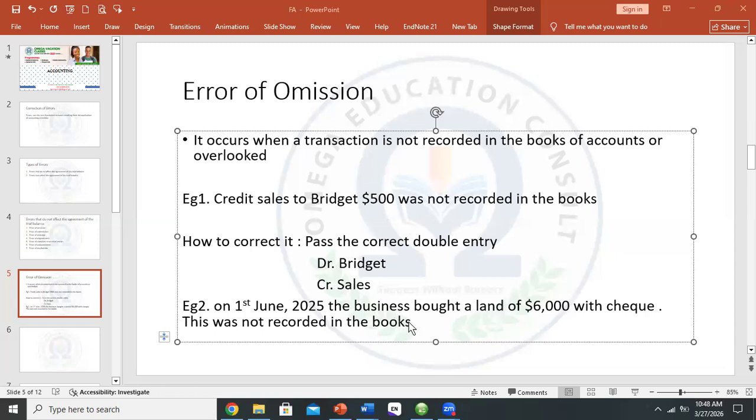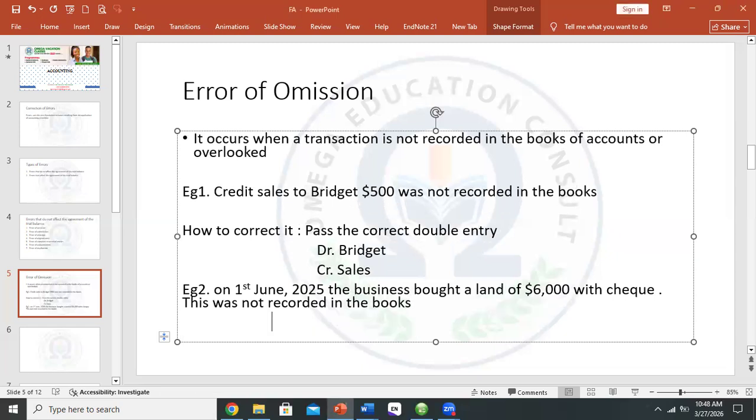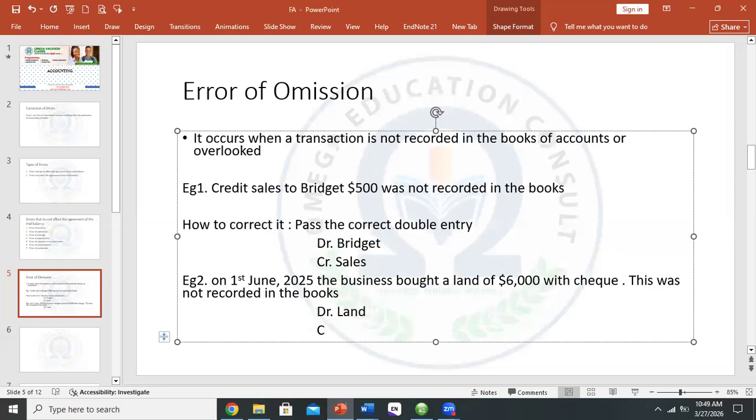Okay, so let me put it here. So we debit, the debit part is very perfect. So we debit the land. Of course, we credit, we don't credit a check. We credit the bank. Anything related with check is bank, right? So that is why I didn't like the check. Yeah. Okay, so you see my accountants are making mistakes now. So you see why correction of errors is very important. Okay, so in correcting this error, you debit land and you credit bank.